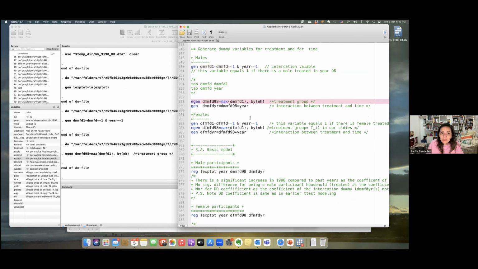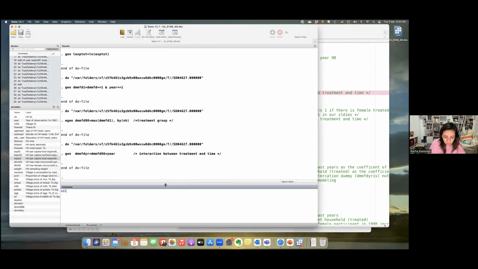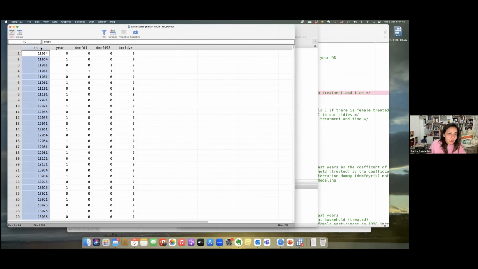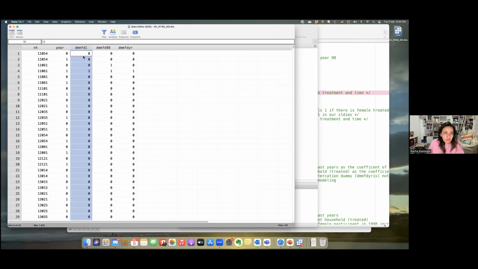I'll just go this way. So now I have, if I will show it to you, household here. So this is the household identifier. Here the year you have 0 and 1. Here you have if the household is beneficiary or not, if they have a male beneficiary or not in general, in year 0 and in year 1.